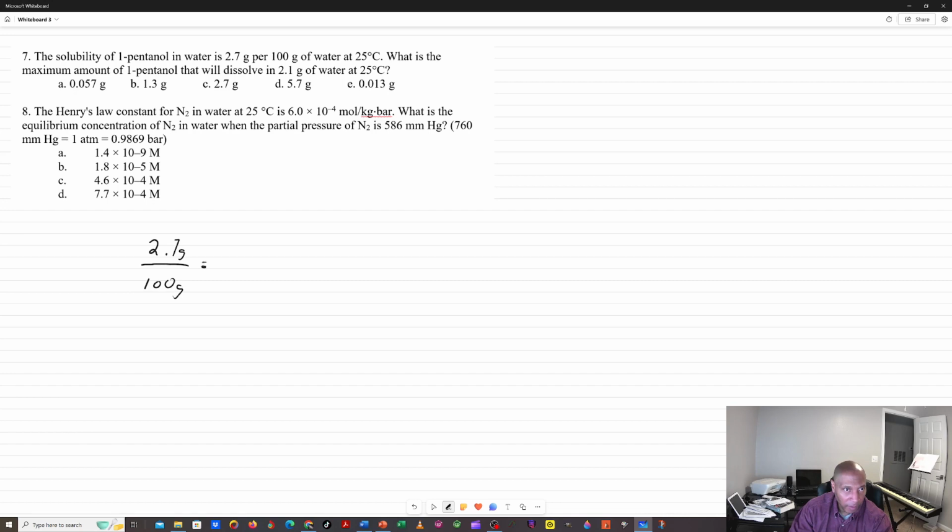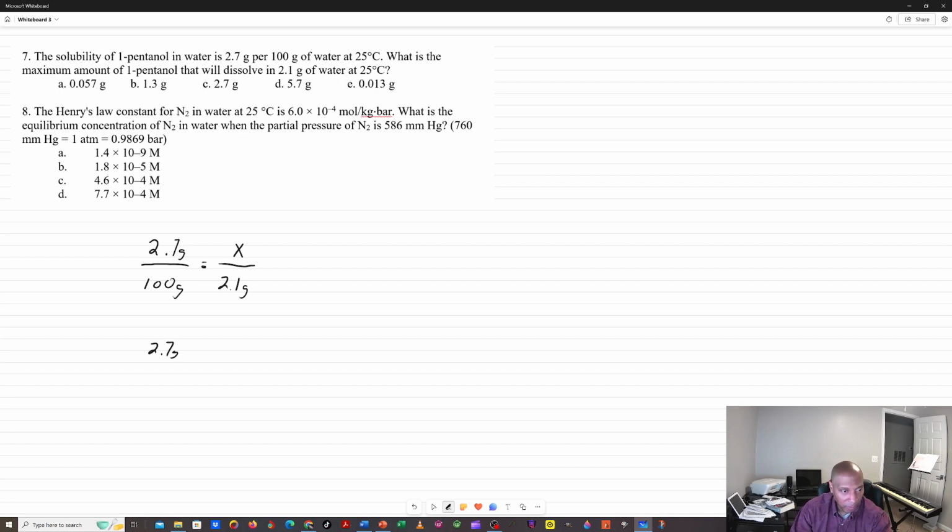So I'm going to say this is equal to, now I know how many grams of water we have. We only have 2.1 grams of water, and so we don't know the grams of pentanol. So I'm just going to put an X right there. All I have to do now is solve for X. I know you're saying to yourself, it can't be that simple, right? So I'm going to cross multiply.